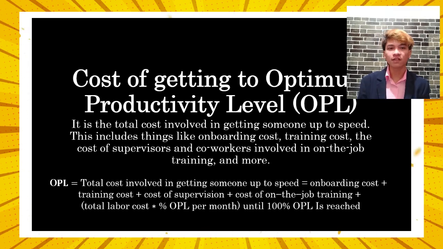Next one is the cost of getting to the optimum productivity level, or what we call OPL. It is the total cost involved in getting someone up to speed. This includes things like onboarding costs, training costs, the cost of supervisors and co-workers involved in OJT, and more. To quantify it, we need to add onboarding costs, training costs, cost of supervision, and cost of on-the-job training, plus the total labor cost multiplied by the number of OPL per month until 100% OPL is reached.